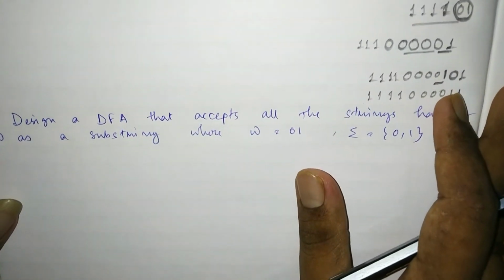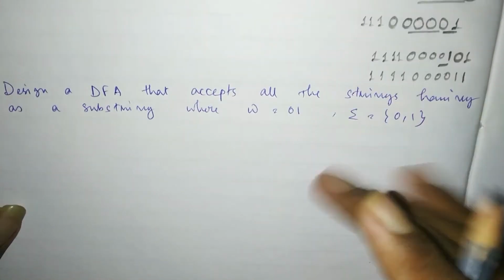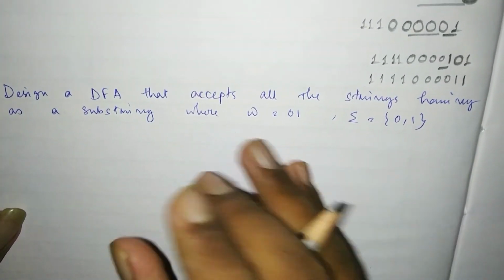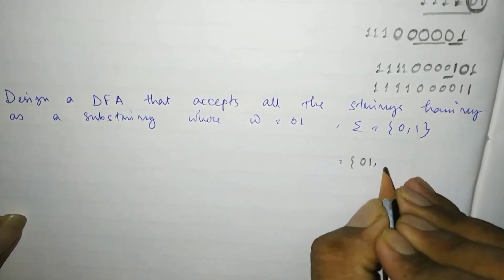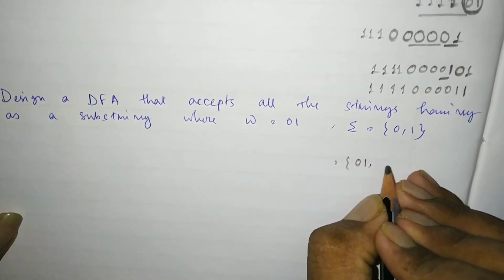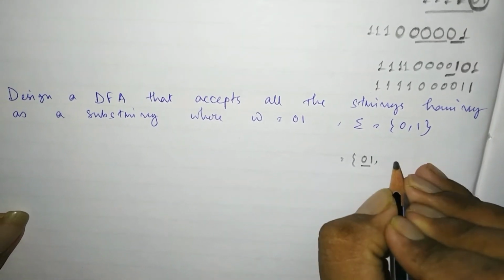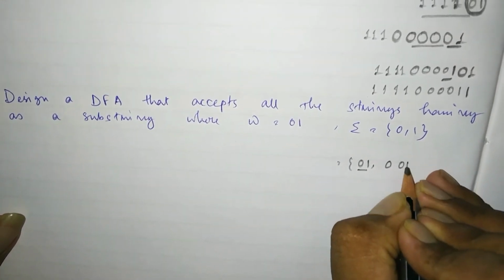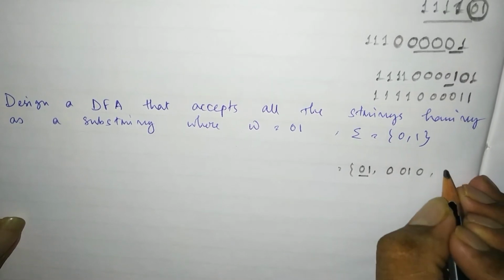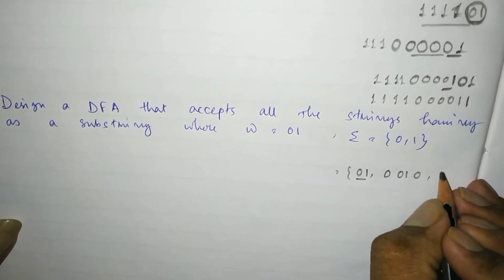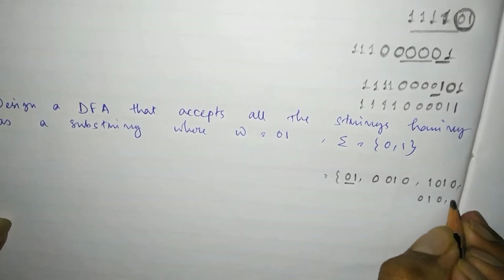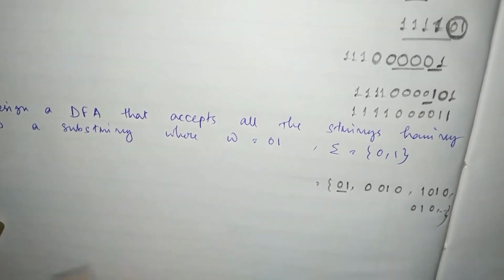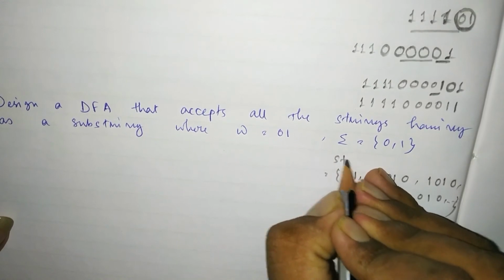Okay. So as I said, the first step is we have to check all the possible strings. Here the smallest possible string is 0 1. Then we can have 0 0 1, then 0, or we can have 1 0 1 0, or we can have 0 1 0, and so on. So this is my step 1.